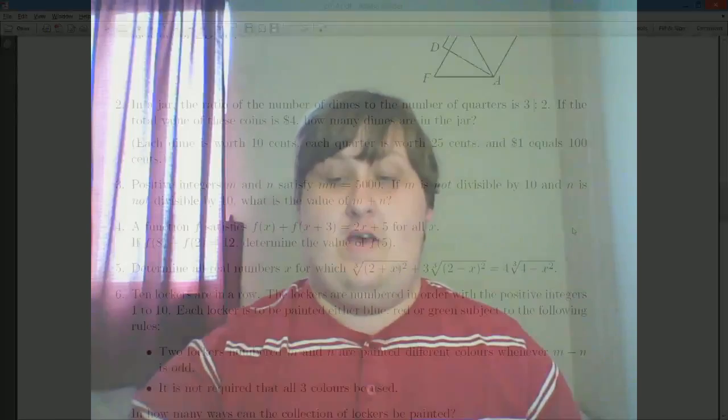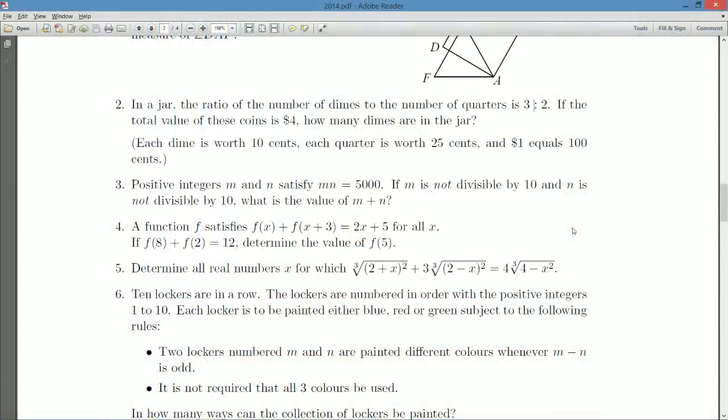We're going to continue on with the 2014 CSMC paper. We're going to start by taking a look at question number 3 here. So question number 3, very simple looking question. Positive integers m and n satisfy their product is 5,000. m times n is 5,000.